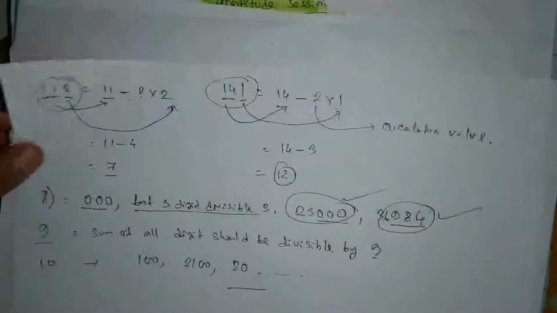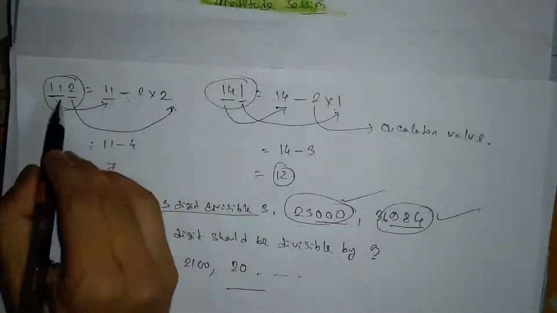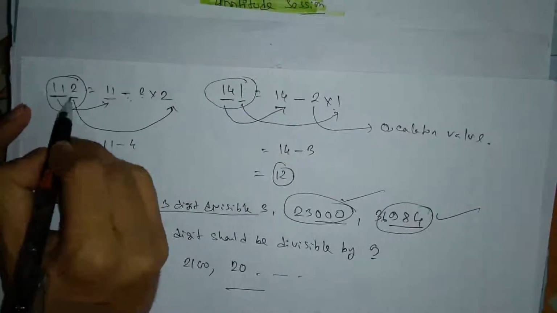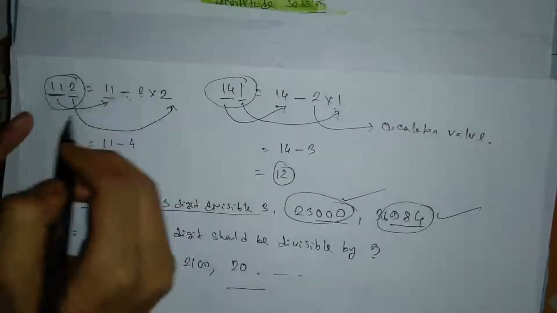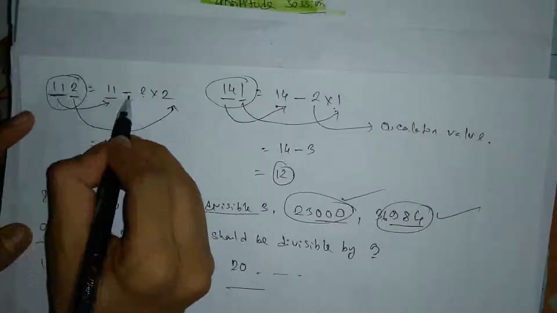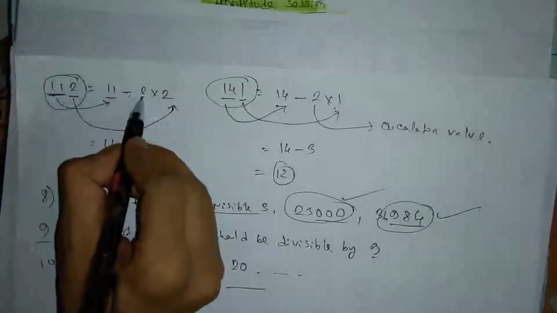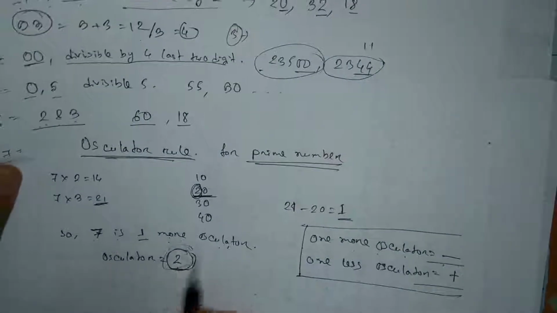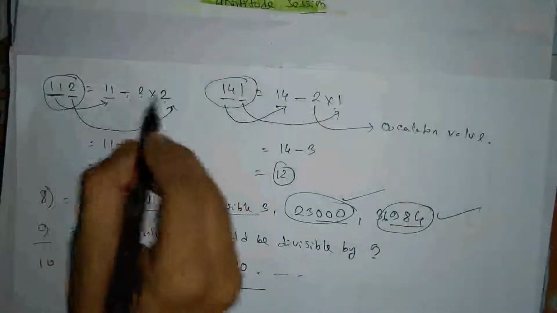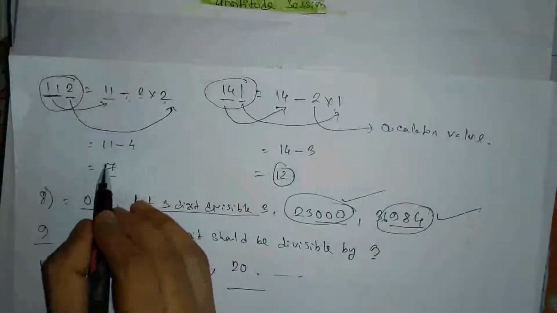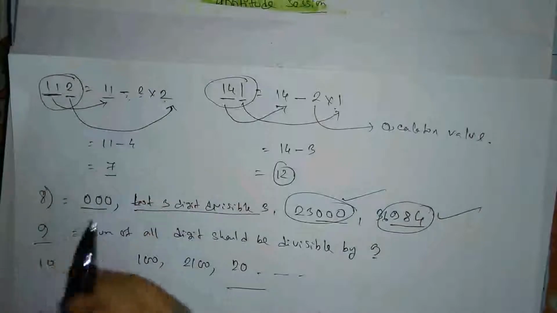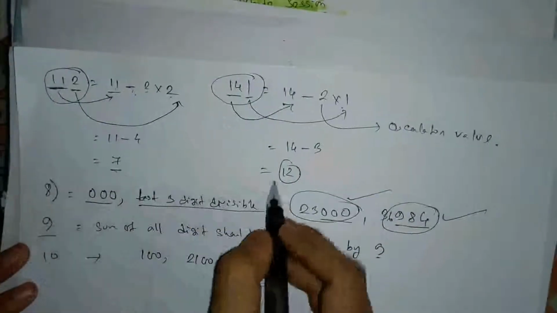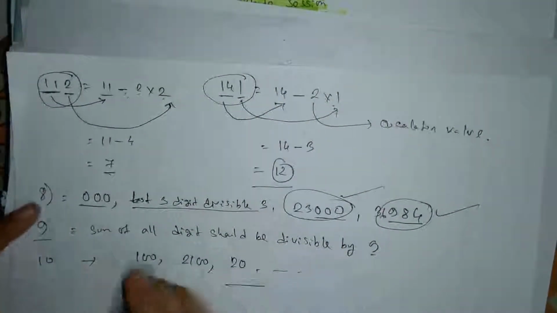So let's take an example, 7 1 1 2. We have to divide it in two parts: the last digit is one part and the remaining digits are the other part. 11 minus, because it is one more osculator, and this 2 is the osculator value, and we have to simplify it. If the answer is divisible by 7, then the number will be divisible by 7. Okay, this is the example.